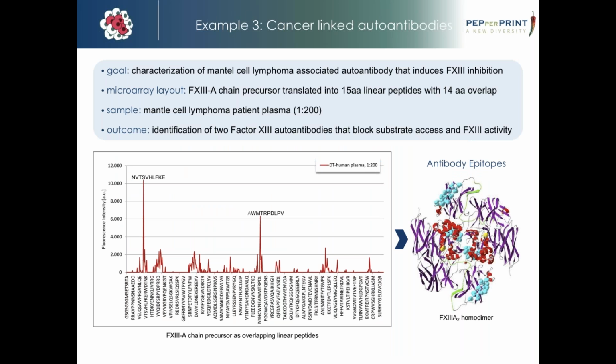So to identify the suspected autoantibody, we translated the factor 13 alpha subunit into overlapping 15 amino acid peptides with 14 amino acid peptide overlap for a high-resolution epitope mapping. The factor 13 peptide array was incubated with the patient plasma, and we identified 2 clear epitopes within the beta sandwich and the catalytic core domain of factor 13 alpha. It's speculated that binding of this autoantibody to factor 13 blocks binding of the substrate and thus inhibits blood clotting.